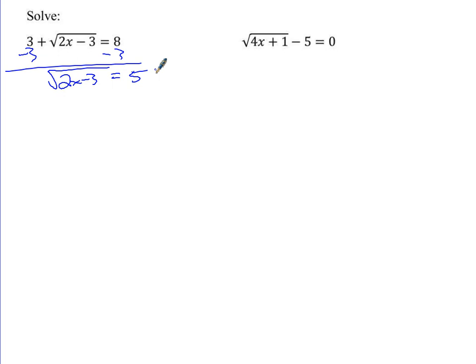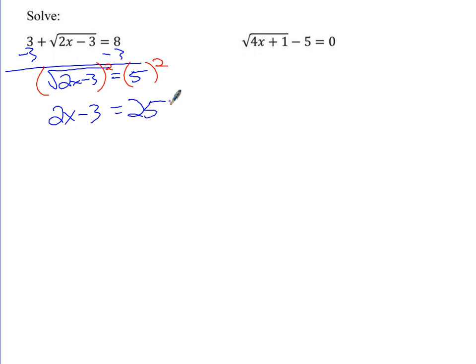How am I going to get rid of the square root? I'm not multiplying by an exponent. I'm raising both sides to the second power, because the square root of something goes away if I square it. But I have to square both sides in order to do that. So I have the square root of something that's being squared. What happens to the square root and the square? They go away, and I'm left with 2x minus 3 equals 25.